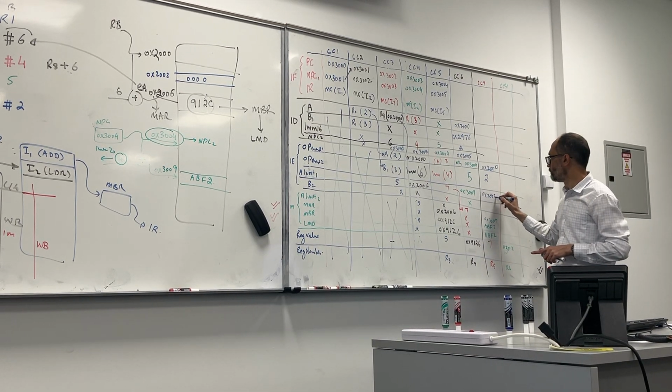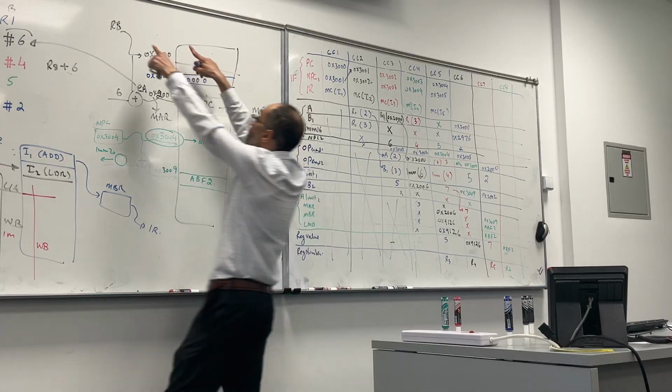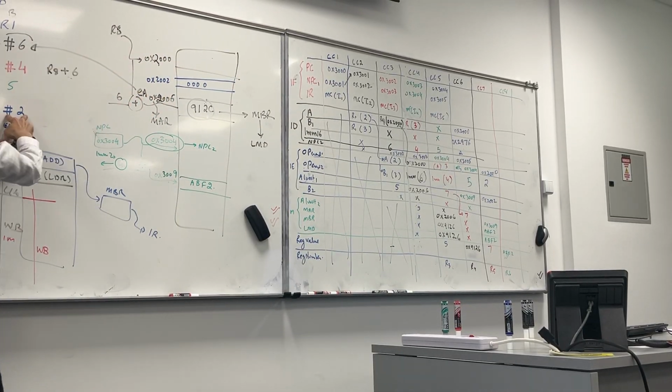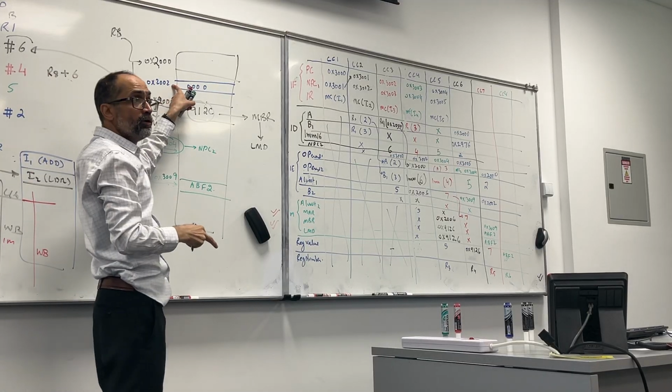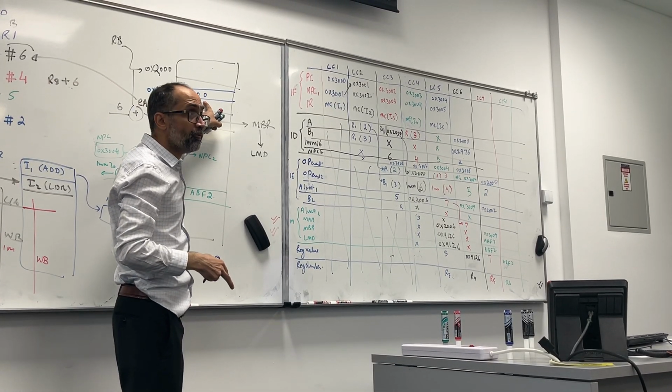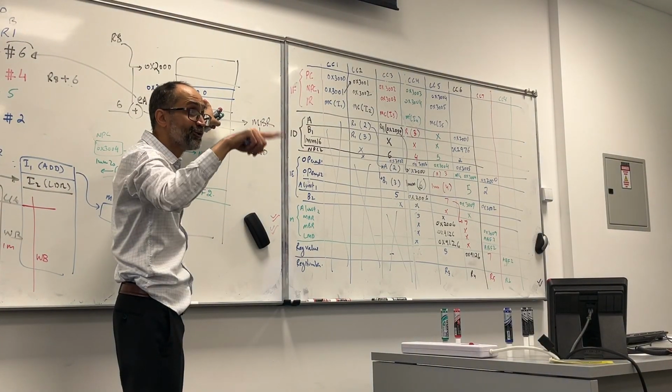2002. Please remember, now we have R8, which is 2000. What we need to add here? 2. It will be 2002. What is the content here? 0. Okay, now this is a store instruction. We need to overwrite this value.